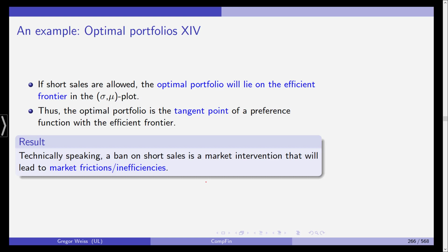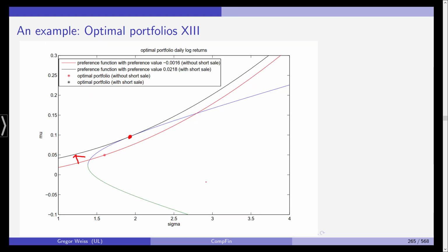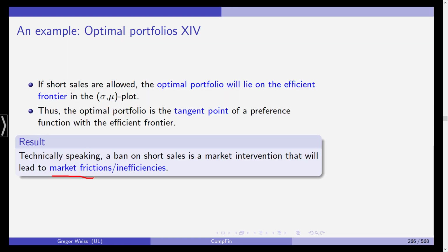Let's continue this. As we can see from this optimization here, including a short selling ban leads to an inefficient result. So we have a market friction, and this creates inefficiencies in the market because portfolio investors would like to use short selling as well.